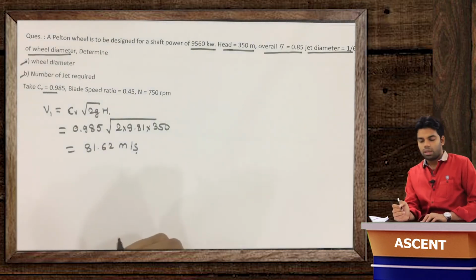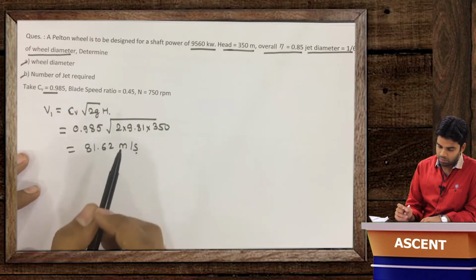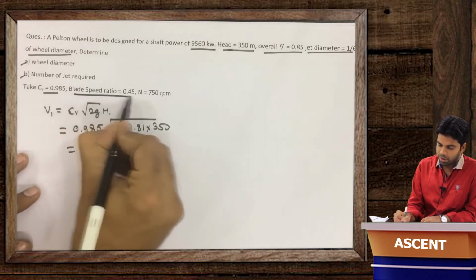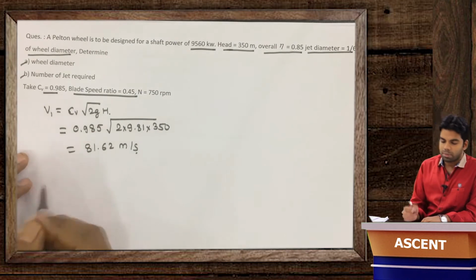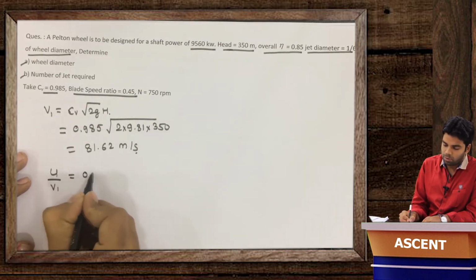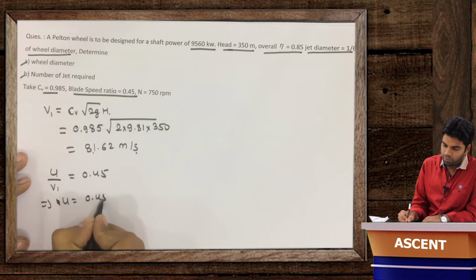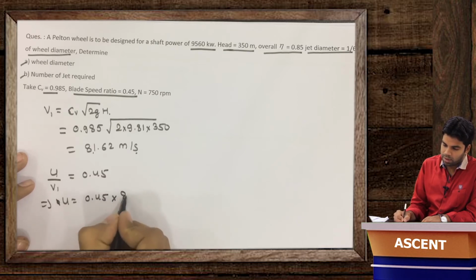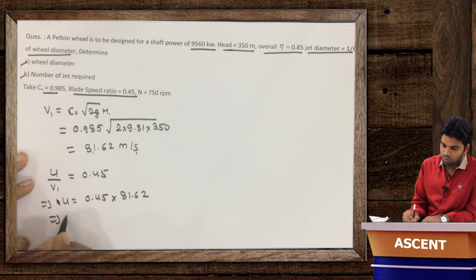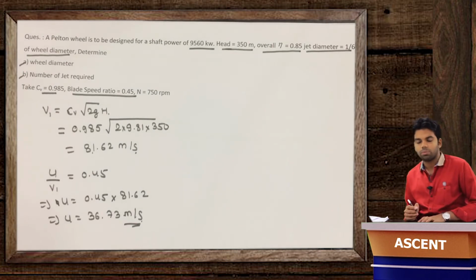First thing. Now why we determine this V1, you will understand, because blade speed ratio is given. And what is blade speed ratio? This blade speed ratio is nothing but U by V1, as I told you, which is equal to 0.45, and we have the value of V1, so we can determine the value of U, which is equal to 0.45 into 81.62. So from here this U will be equal to 36.73 meter per second. So we have the value of this U.